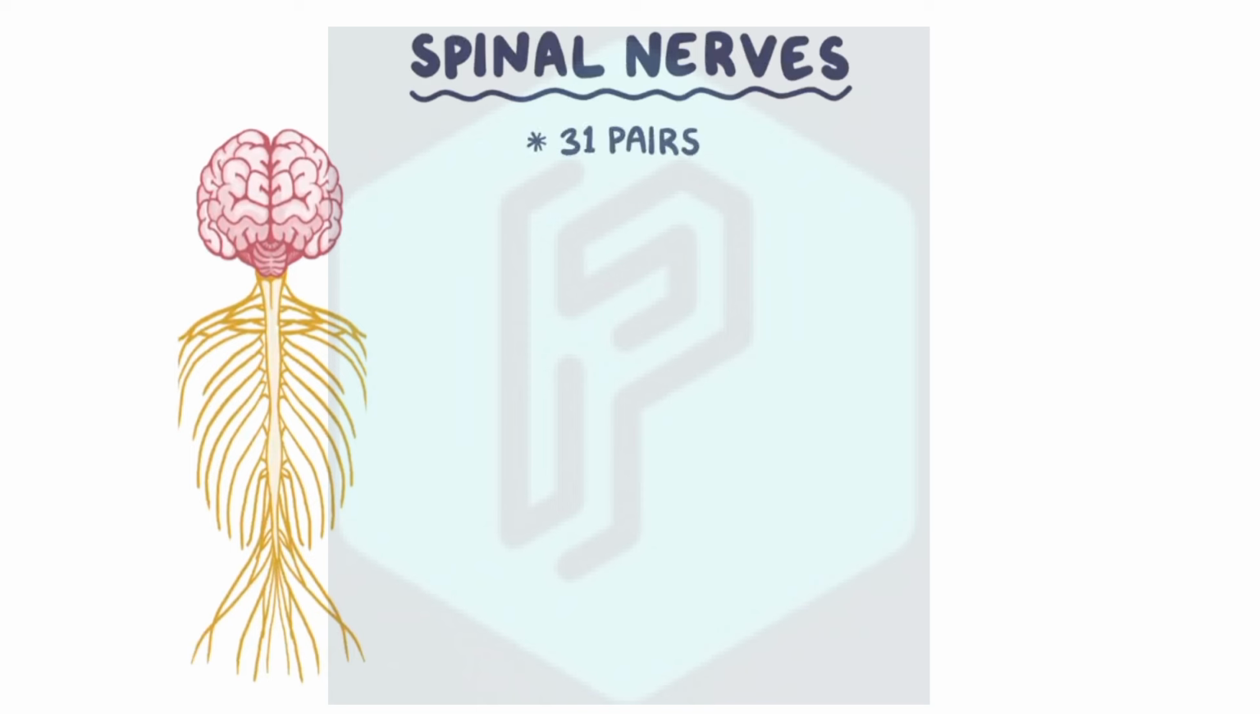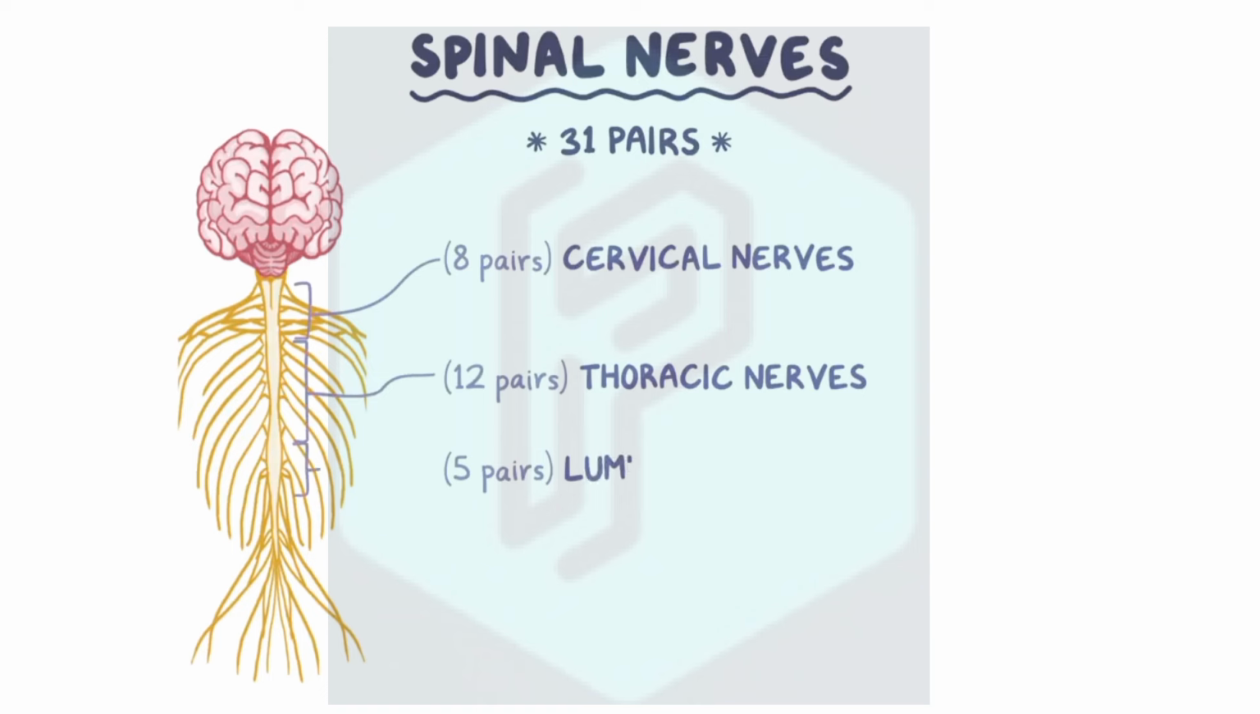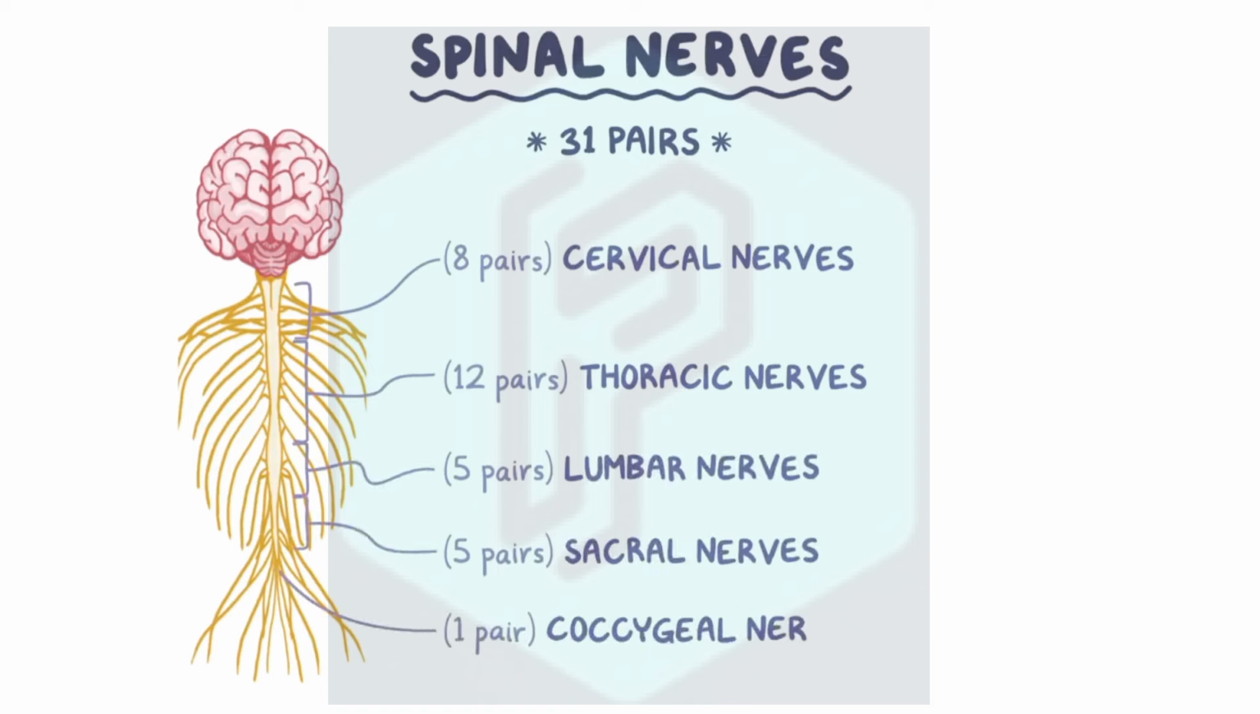There are 31 pairs of spinal nerves, which are grouped into 8 pairs of cervical nerves, 12 pairs of thoracic nerves, 5 pairs of lumbar nerves, 5 pairs of sacral nerves, and 1 pair of coccygeal nerves.